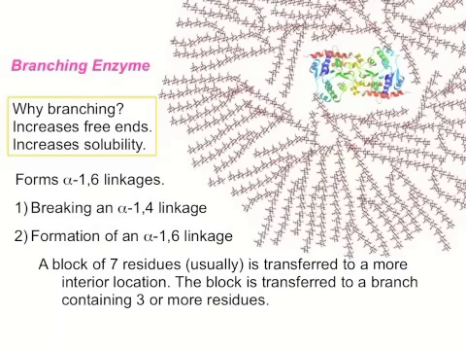And so how are branches formed? This happens through the action of the branching enzyme that forms an alpha-1,6 linkage by breaking an already existing alpha-1,4 linkage and moving a block of about 7 residues usually, transferring them to a more interior location, and then forming an alpha-1,6 linkage. The block that is moved is transferred from an exterior region to a more interior region that contains 3 or more residues already.